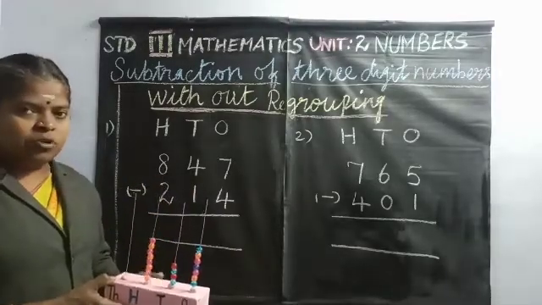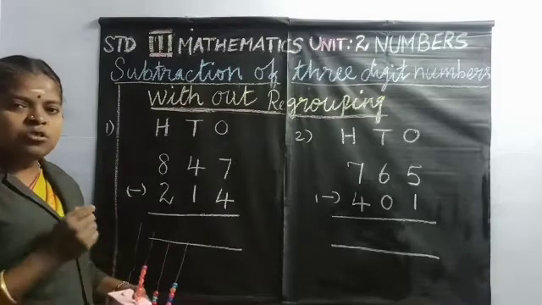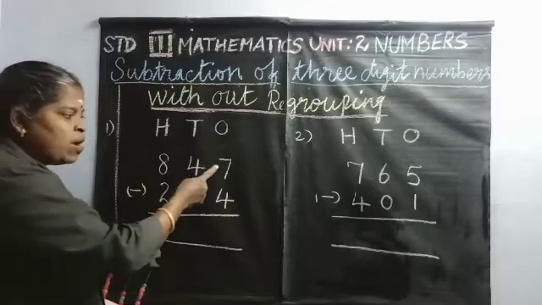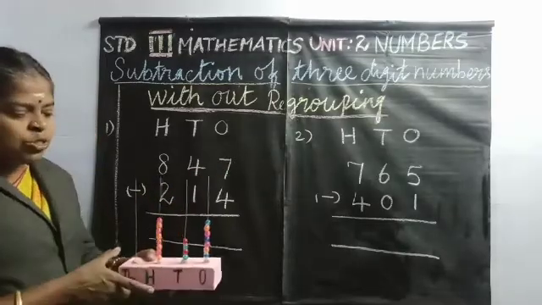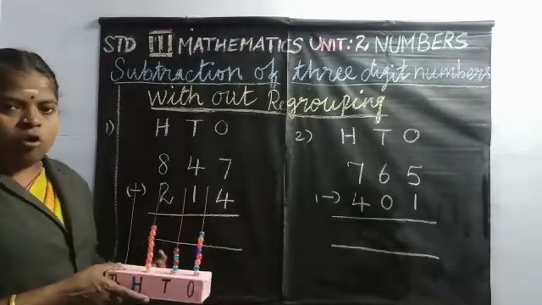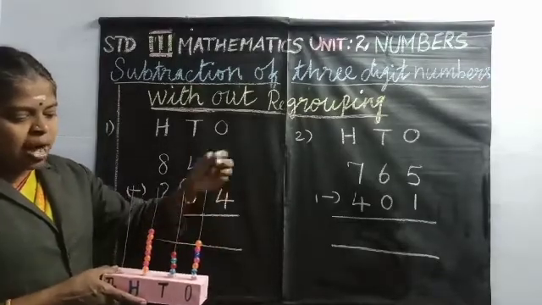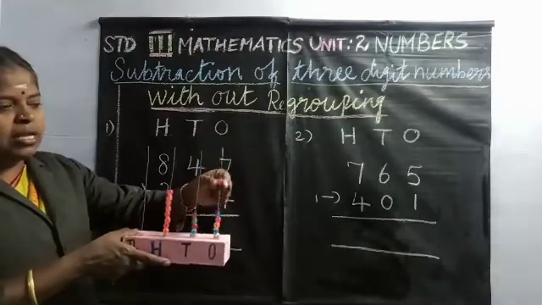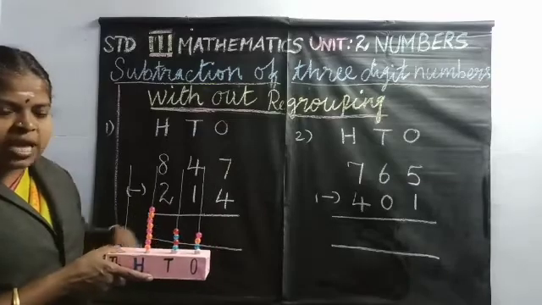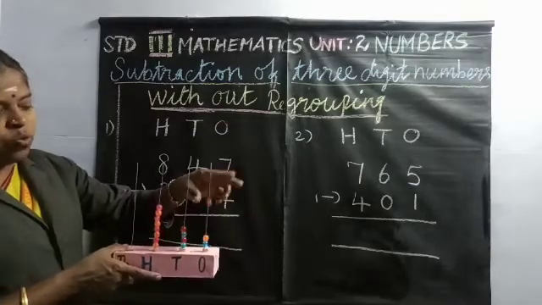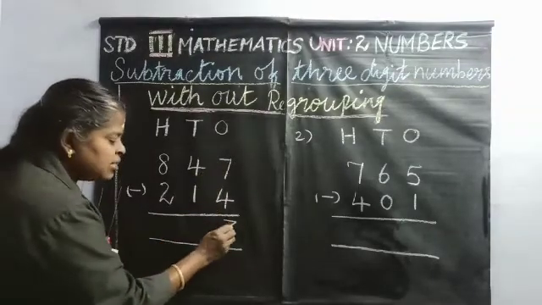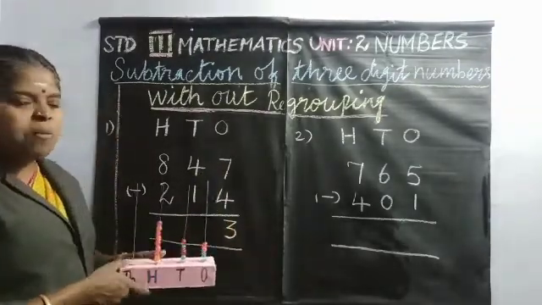214. While subtracting, we have to start from the ones place onwards. Ones place, 7 minus 4. So already we have 7 beads. From this, we have to take 4 beads. 1, 2, 3 and 4. So the remaining balance, how much is that? 1, 2, 3. 3 beads. So 7 minus 4 is how much? 3. Next, 4 minus 1.